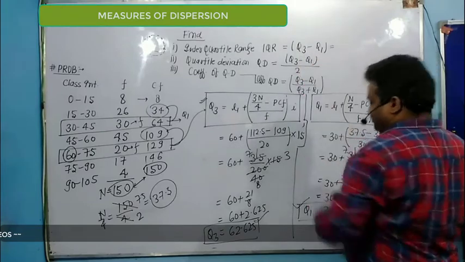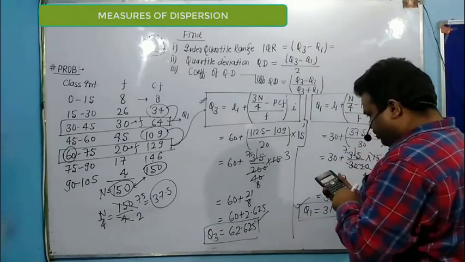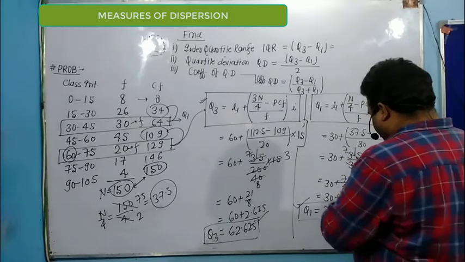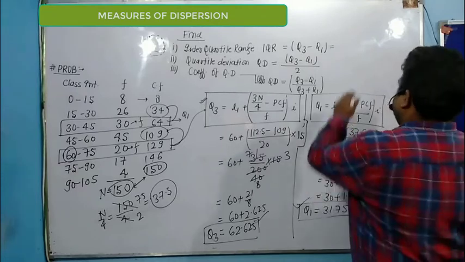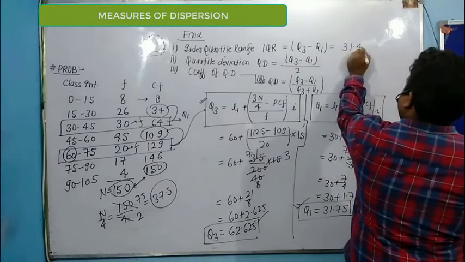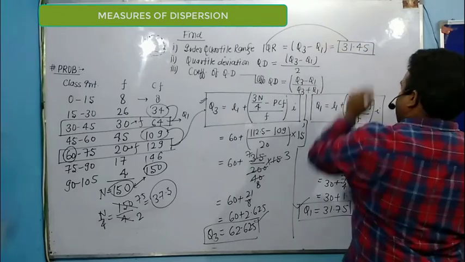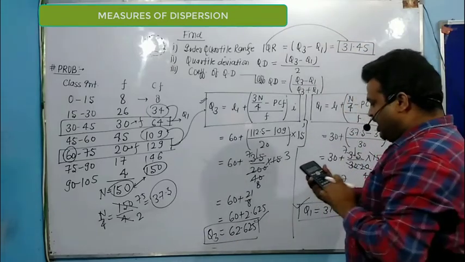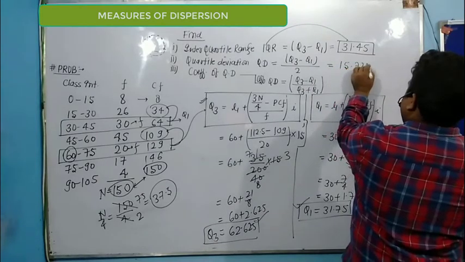So what is Q3 minus Q1? If I subtract Q3 minus Q1, it means 62.625 minus 31.175. So you will get 31.45. So this is my IQR value, 31.45. And if I divide this value by 2, what will I get? The quartile deviation. This value is 15.725.